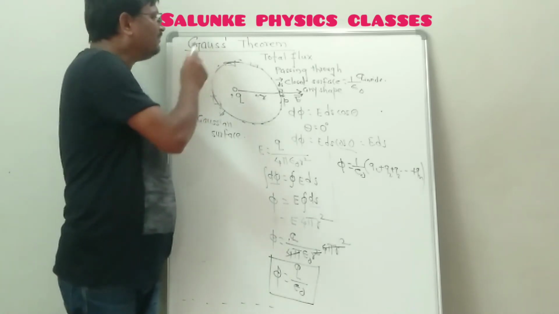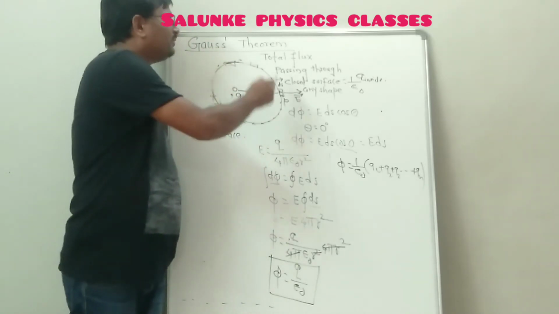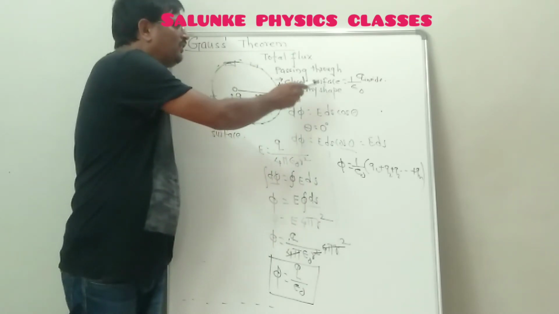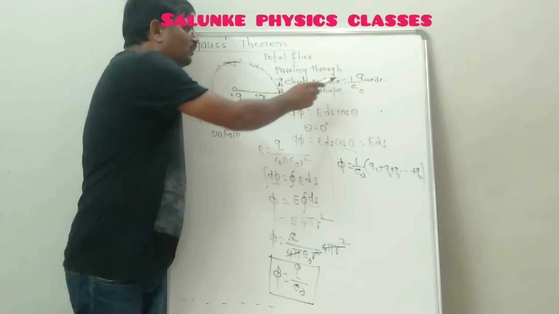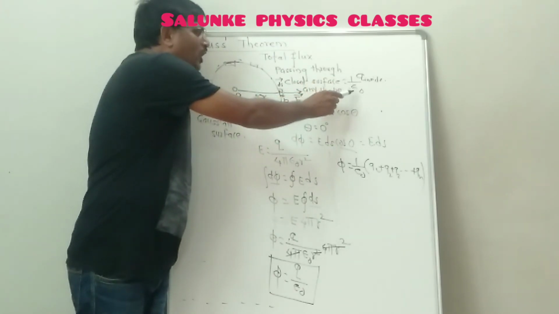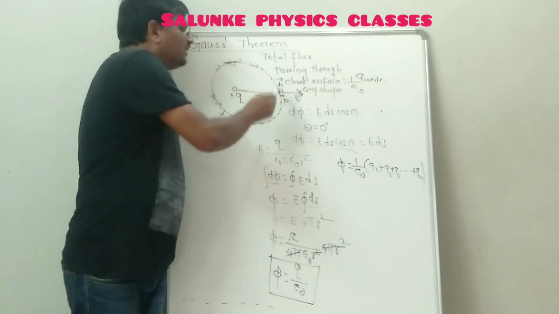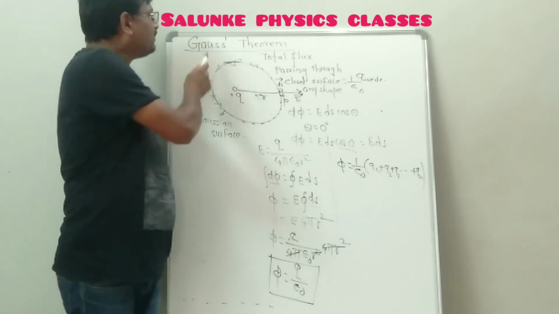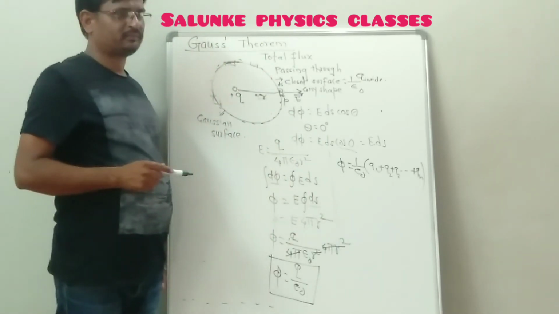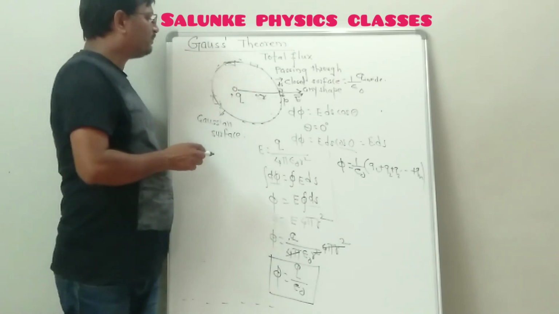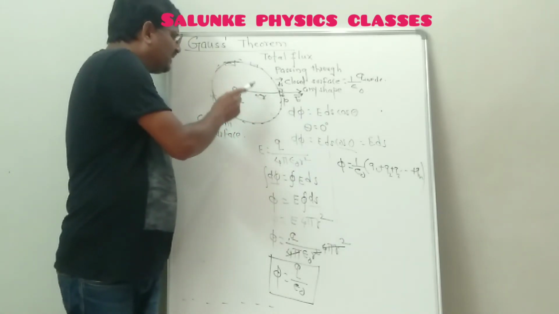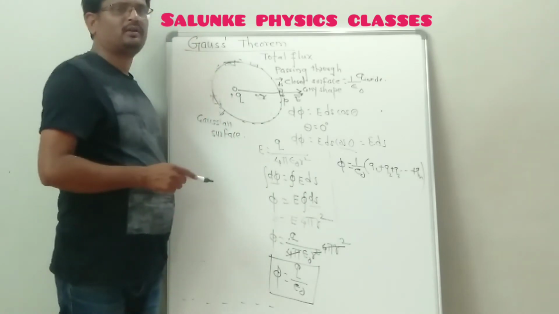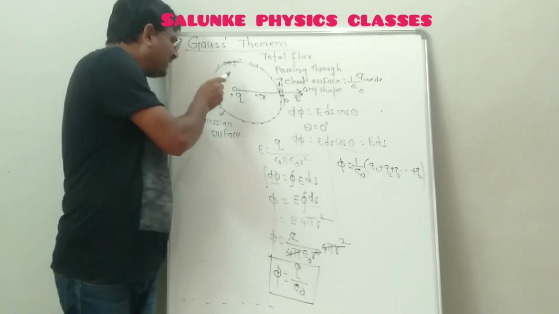What is Gauss theorem? Total flux passing through closed surface of any shape is equal to 1 upon epsilon naught times total charge enclosed by that surface. This is the statement of the Gauss theorem. Here point P is placed at a distance small r from the charge plus q. Charge plus q is taken at point O.